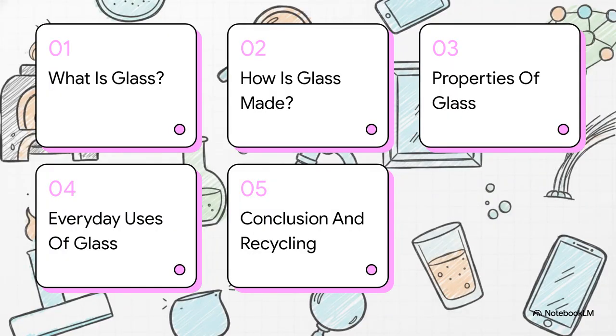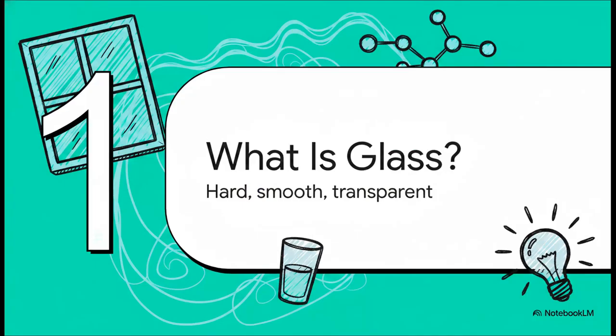So here is our whiteboard plan for today. First up, what is glass? Second, how is glass made? Third, we'll dive into the properties of glass. Fourth, everyday uses of glass. And finally, our conclusion and recycling. Let's jump right into Section 1.